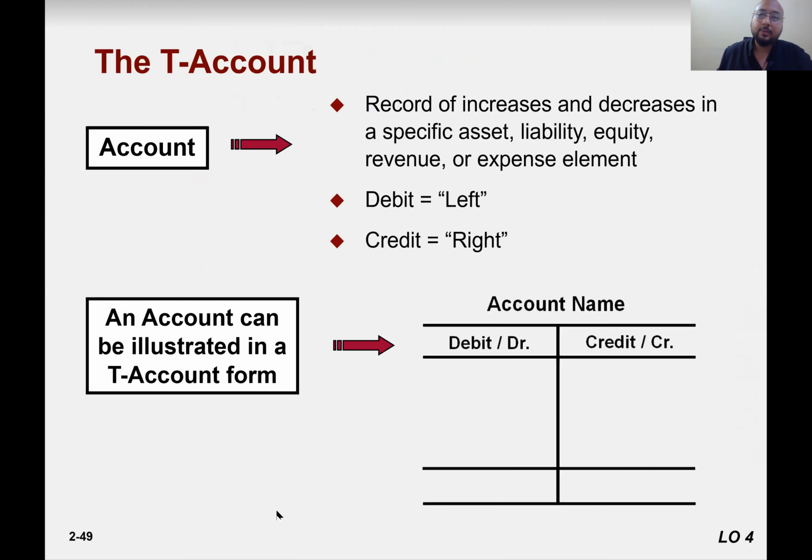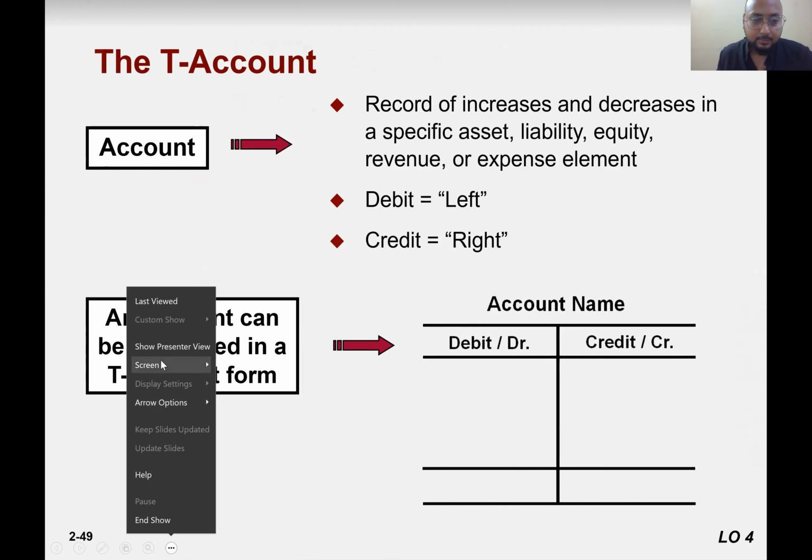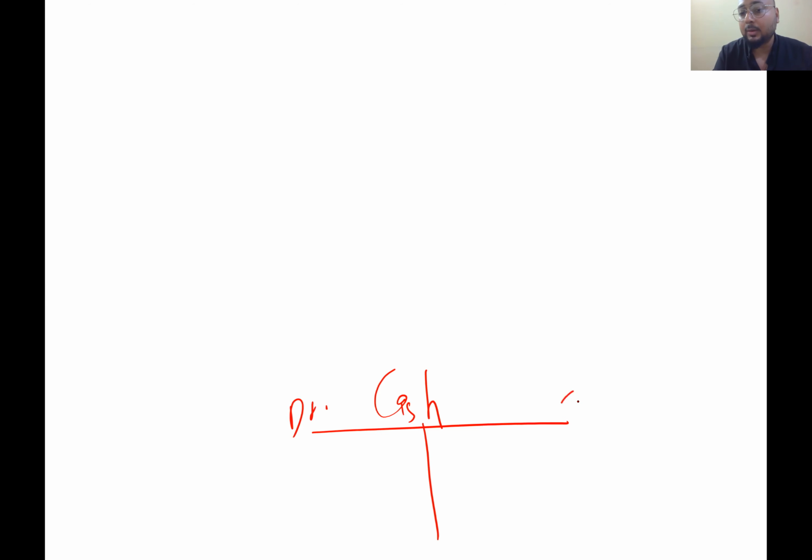So the T account is like this. You make a T, and on the top of that you write down the account name: Cash. Let me correct that, my bad. Cash. Okay. So the left hand side is called debit. The right hand side is called credit.